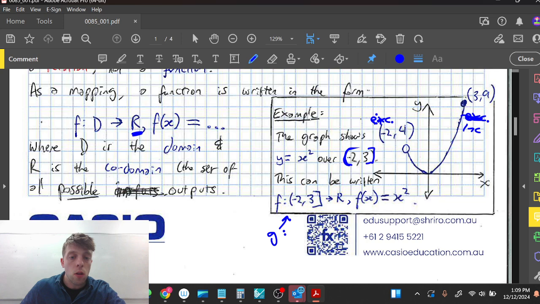For example, we would not write 3 to negative 2. This is wrong. So we always have to list the smaller number first. That's the point I'm trying to make here. So even if the brackets are correct, we have to list the smaller number first. So we have that, R, always R, and then we have the comma, f of x equals x squared. So that's just the rule of the equation.